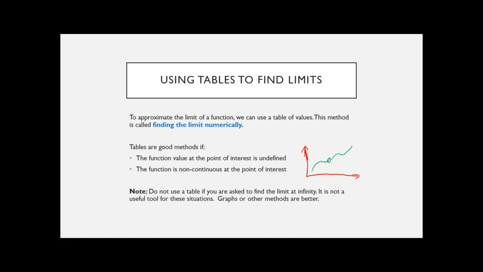And you could even have something like this. You may have a point where you have an open circle and you don't have a function value. It's non-continuous. There's a gap, but there would still be a number there. Like if you look at the graph, you're like, okay, if I were to fill in that hole, where would it be? So tables are good in those particular cases. So if you have maybe a piecewise function or a rational function, that's a good way to use a table.